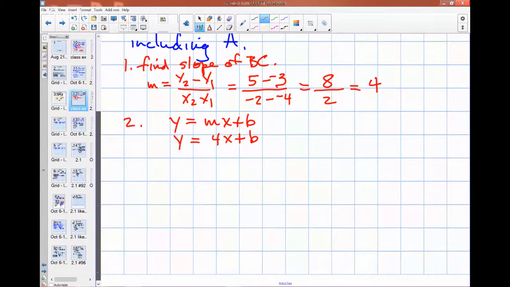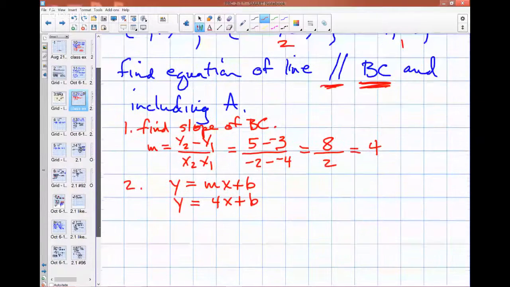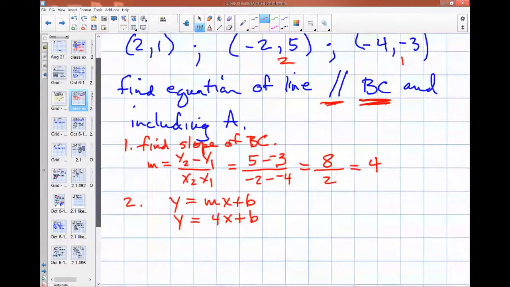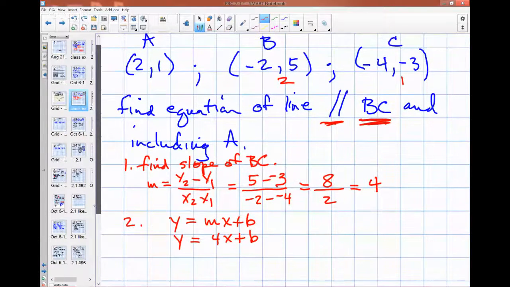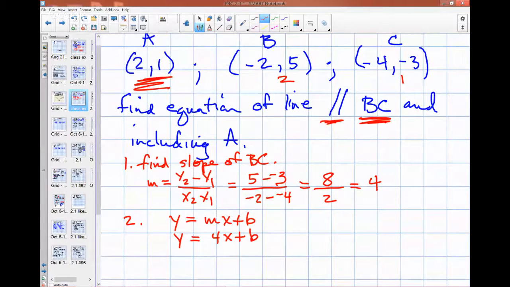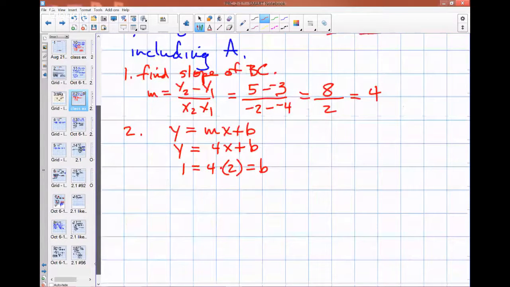Okay, I've got to go up too high here. Which point does it go through? Point A. So I have to use these coordinates now for substituting in. So y is 1, x is 2. Now we should be able to solve for b.